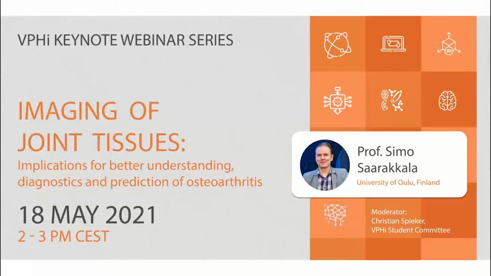Simo's research is widely published and internationally recognized, especially in the fields of musculoskeletal imaging and biomechanics, where he has special emphasis on articular cartilage, subchondral bone, meniscus, and osteoarthritis. And this is also what we will hear about today in the talk, Imaging of Joint Tissues, Implications for Better Understanding, Diagnostics, and Prediction of Osteoarthritis.